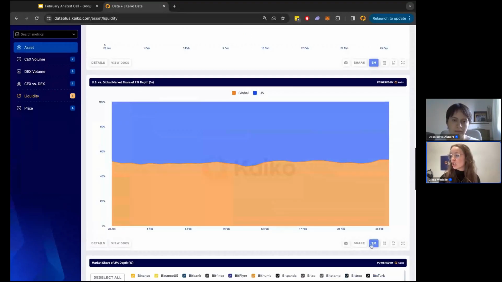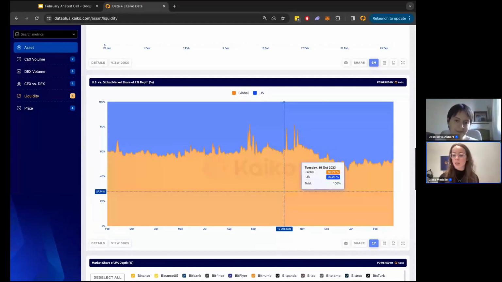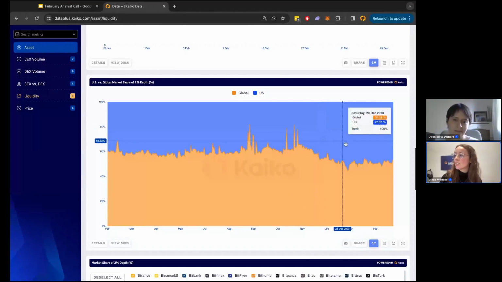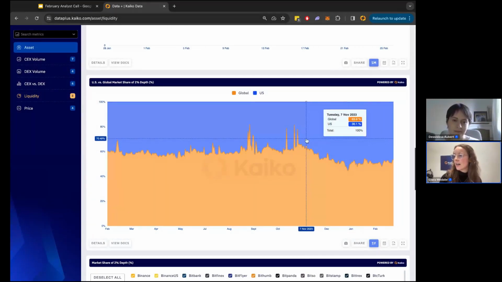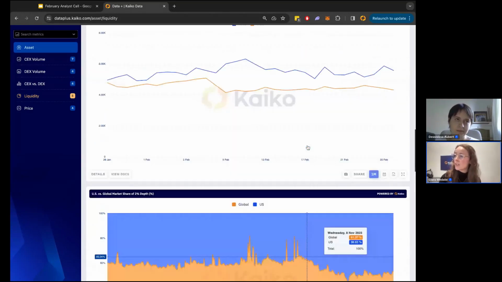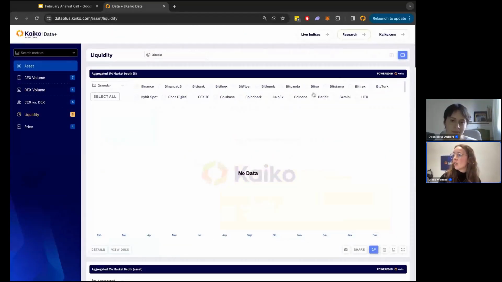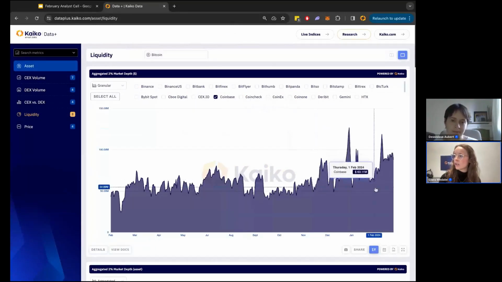We have a very similar chart for market depth as what we had for trade volume. You can also see the market share of 2% market depth. That's a bit of a mouthful, but we can see here that US liquidity has actually increased a lot ever since the ETFs launched. And I can say that this is actually Coinbase where we saw this increase. I'll go up to show you. You can see here that Coinbase has seen a big increase in Bitcoin liquidity over the past few months.